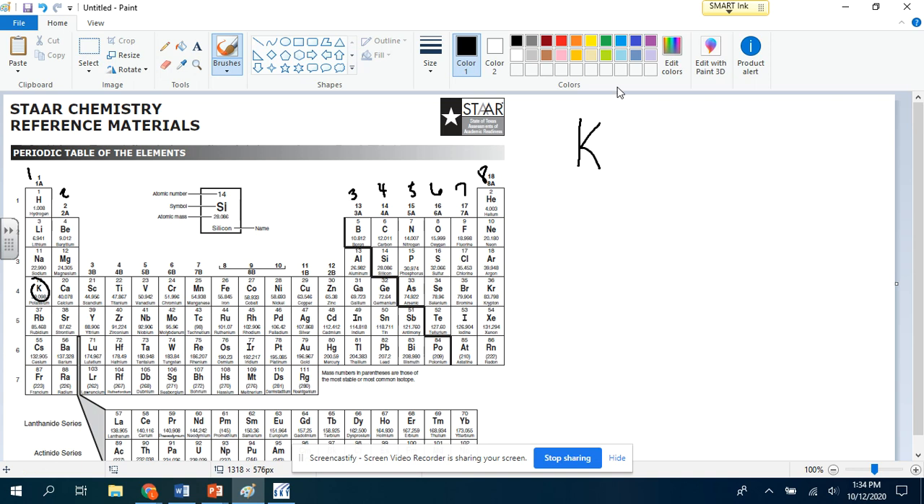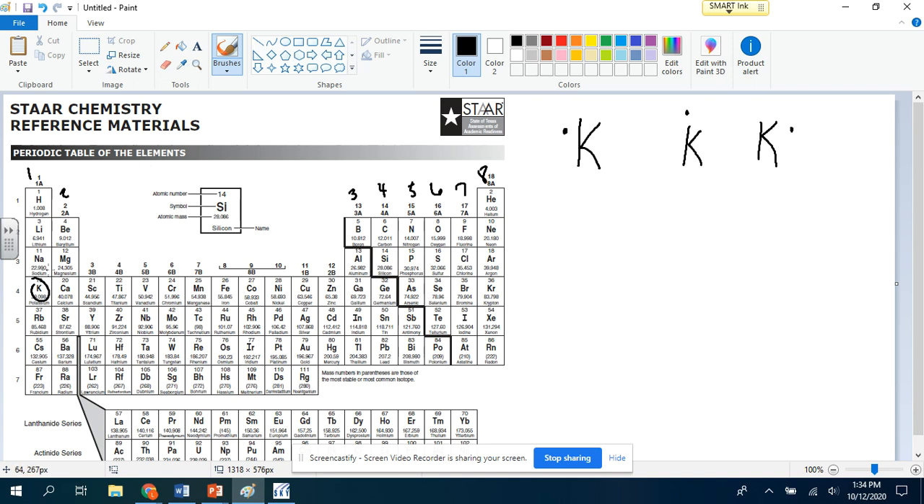We've labeled these guys before. So since K has 1 valence electron, I'm going to give it 1 dot, showing it has 1 valence electron. It does not matter what side you put it on. I could have written my K like that. I could have written it like that. That's fine. I could have written it like that. You get the idea. Just show that it has 1 valence electron.